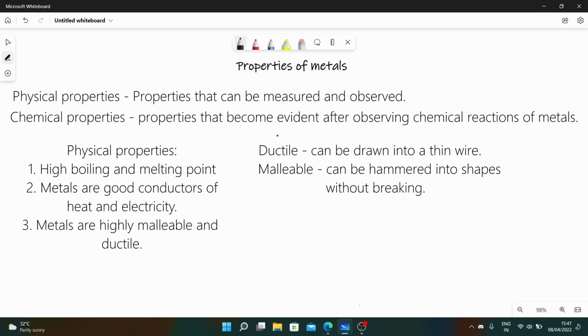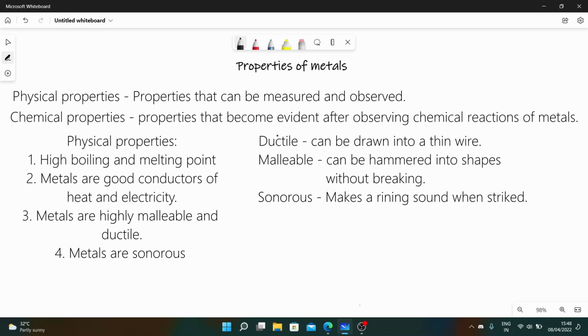You might already know the next property. Metals are sonorous. Sonorous means they make a ringing sound when we strike them. Metals are sonorous because of the delocalized electrons. When a metal is hit, the delocalized electrons receive kinetic energy, and this kinetic energy makes them move rapidly, and this rapid movement produces the sound that makes the metal ring.